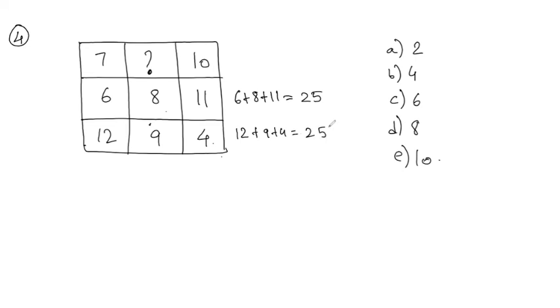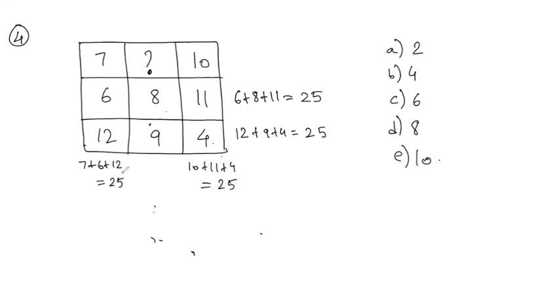Now we will do it for columns. What are the numbers in the first column? 7, 6, 12. Yes, 7 plus 6 plus 12. What is it? 25. Okay. In the second column there is a question mark, so leave it because we should find that out. Third column, what are the numbers? 10, 11, 4. Yes, 10 plus 11 plus 4. What is the sum? 25.